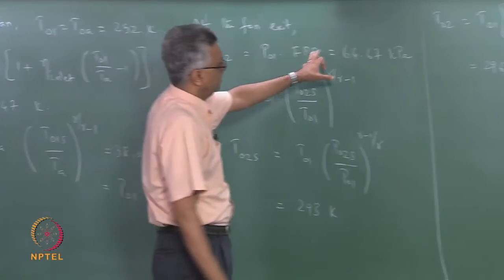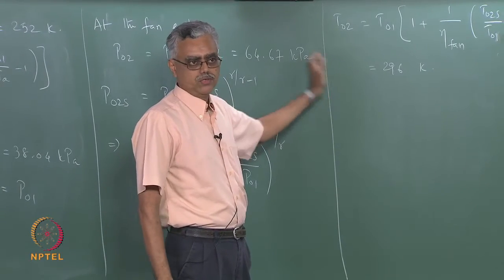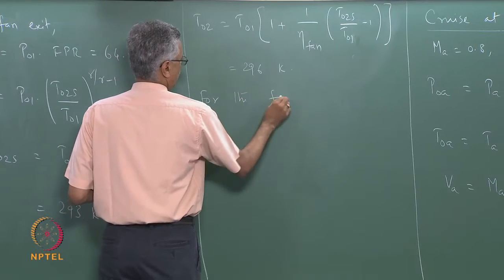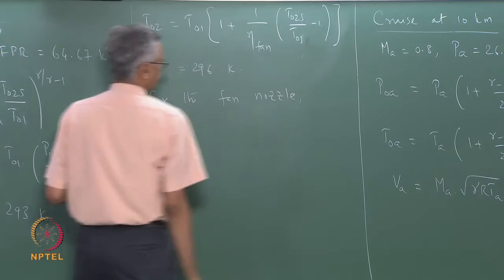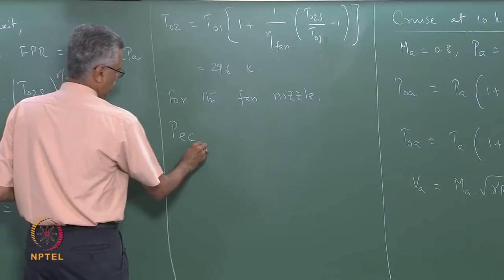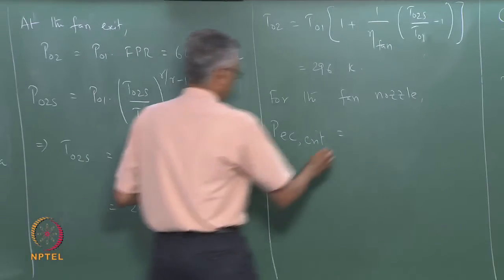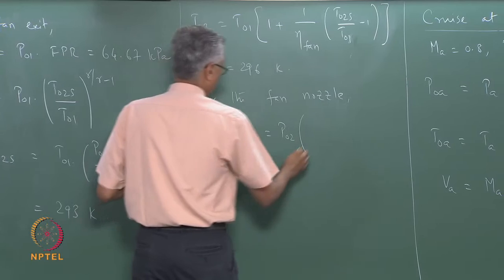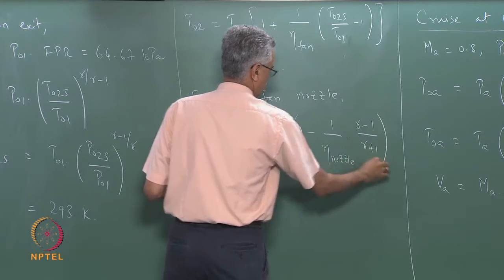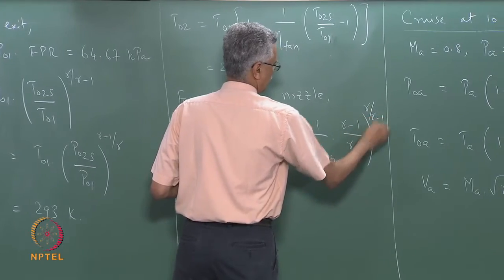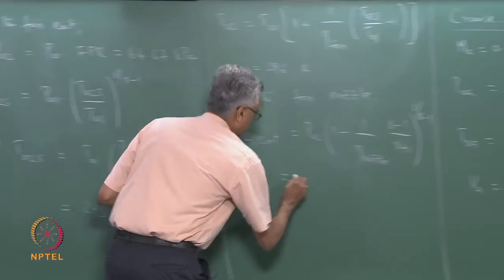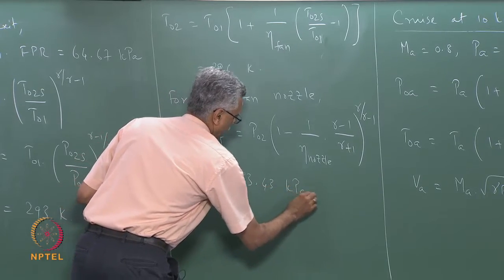So the next component in the fan stream is going to be the fan nozzle. So let us go ahead and complete the fan stream. For the fan nozzle, since I know P02, I can calculate the critical pressure. PE critical for the cold nozzle is equal to P02 times 1 minus 1 over eta nozzle times (gamma minus 1 over gamma plus 1) raised to the power gamma over gamma minus 1. And if you substitute the values, we get the critical pressure to be 33.43 kilopascal.